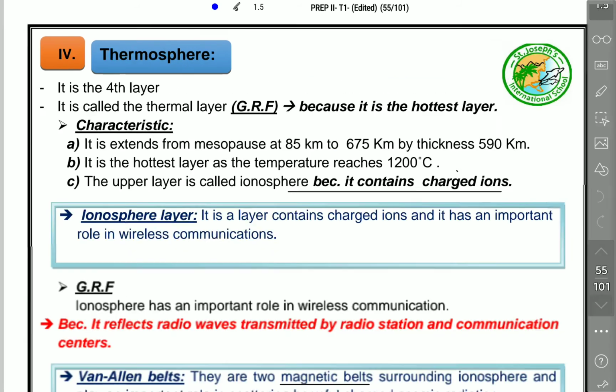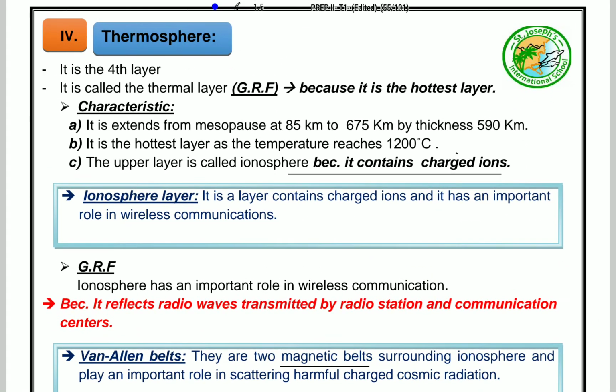The last layer is called the thermosphere. It's the fourth layer, and it's called the thermal layer as it's the hottest one. The temperature at the end of the thermosphere reaches about 1200 degrees Celsius, and it's a very, very wide layer. Its thickness is about 590 kilometers.